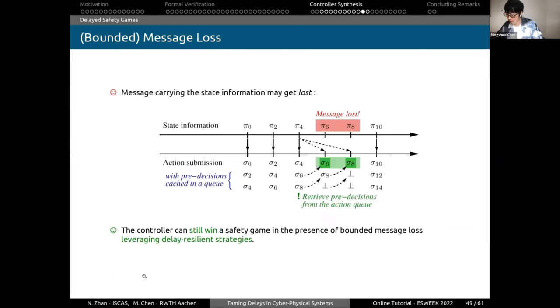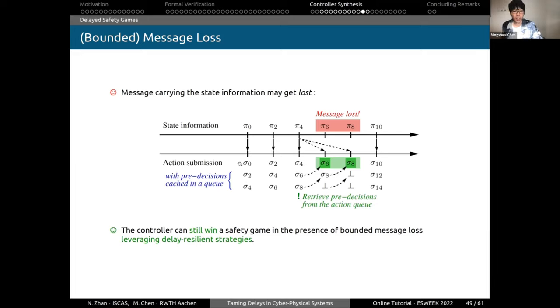There's another extension. As we all know, messages in communications may get lost in practice. So in our previous settings, we never had messages lost, but in this extension, suppose we have two observations of the states lost, pi 6 and pi 8. And now this picture shows we can actually utilize our incremental synthesized strategy to address such message loss. Why is this the case?